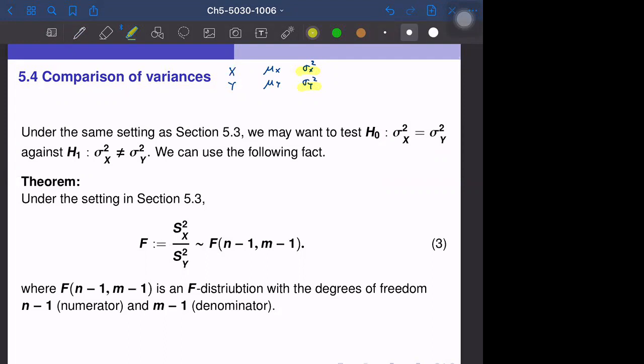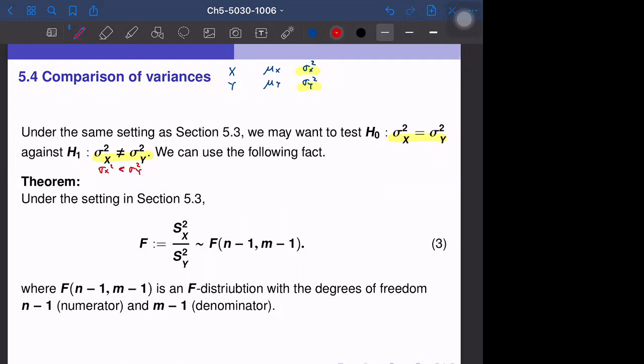So the null hypothesis is sigma X squared is equal to sigma Y squared, and the alternative is sigma X squared is not equal to sigma Y squared. Of course, we can also test whether sigma X squared is less than sigma Y squared, or sigma X squared is larger than sigma Y squared.